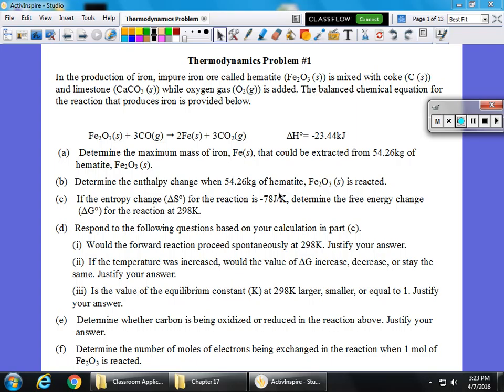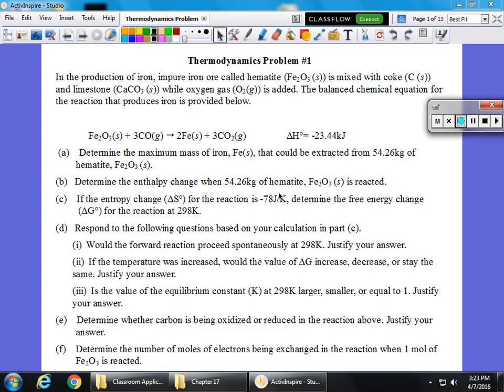Please try and go through this. This is a long problem. It should take you somewhere around 20-25 minutes to complete this, hopefully on the smaller side. Make sure that you're showing all of your work and following through. You'll see that there's a couple of other things mixed in with this problem.